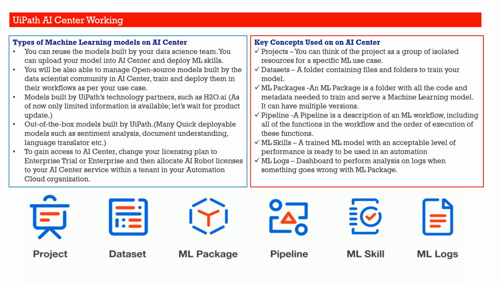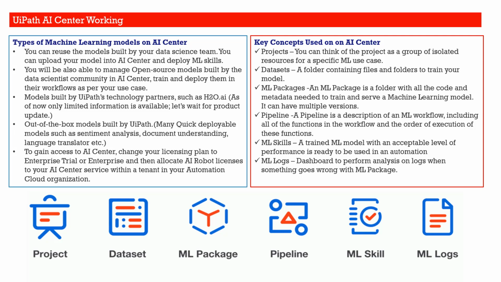But if you are not deploying your own machine learning model and you want to use an open source or out of the box model given by UiPath, you don't need this. All you need is the ML package and ML skills. Pipelines and datasets are optional. Those are required only when you are using a trainable model, which can be trained, right?